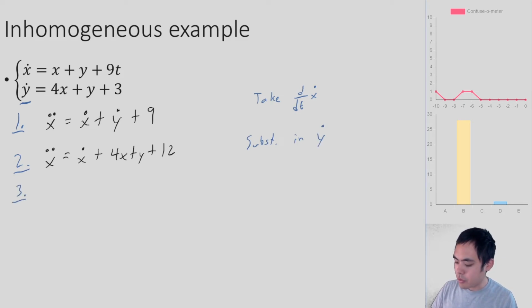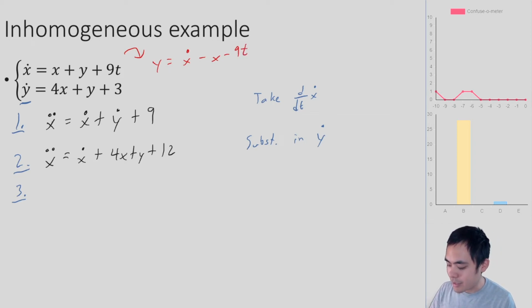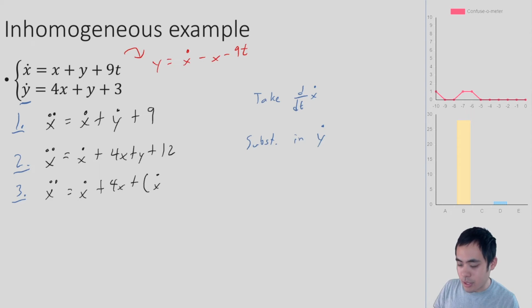And then the next step, what we're going to do is we're going to substitute in y. Well, we need to figure out what y is, right? So if we take this equation, you get y is equal to x dot minus x minus 9t. And so we can plug that in. And so then you get x double dot is equal to x dot plus 4x plus x dot minus x minus 9t plus 12. And so this is substitute in y.